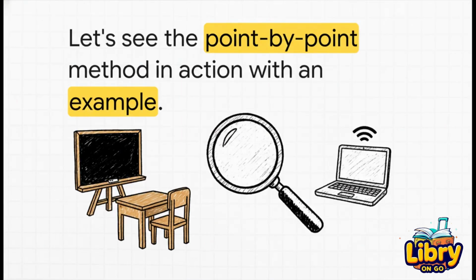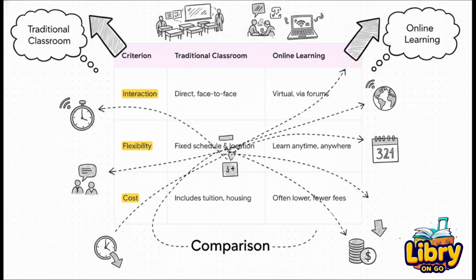All this theory is great, but let's make it crystal clear with a real-world example. Imagine your assignment is to compare traditional classroom learning with online learning. See how this table lays it all out? This is the point-by-point structure in action. So instead of talking all about traditional learning and then all about online, you'd write one paragraph on interaction, covering both. Then you'd write a new paragraph on flexibility, covering both again. Then another one on cost. See? You're constantly weaving the 2 subjects together, which makes your analysis incredibly focused and strong.